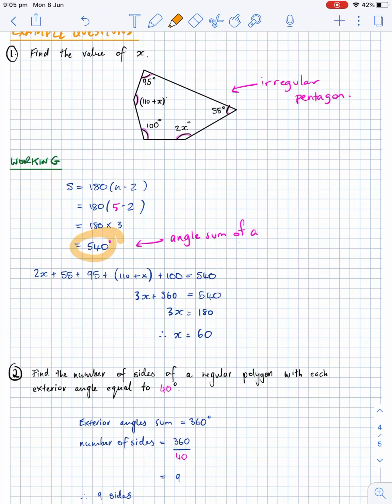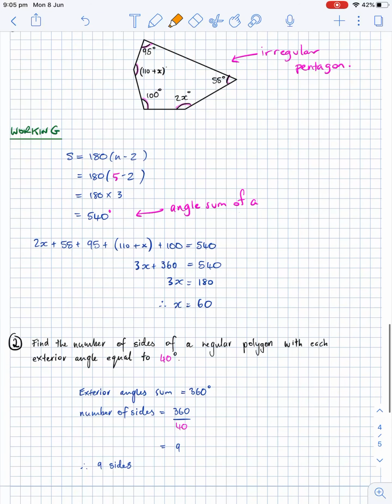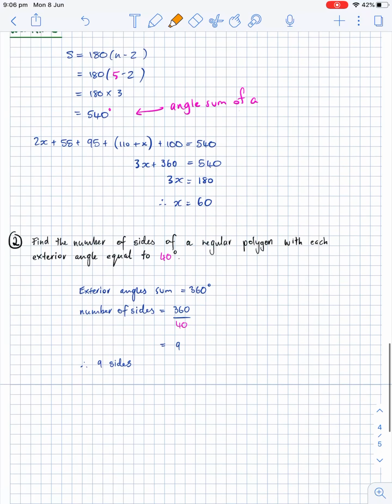So that's going to come out with an angle sum of 540. We add up all these angles and let them add up to 540, and then we can solve for x. So 2x plus 55 plus 95 plus 110 plus x plus 100 equals 540. That simplifies to 3x plus 360 equals 540, and we end up with x being equal to 60.